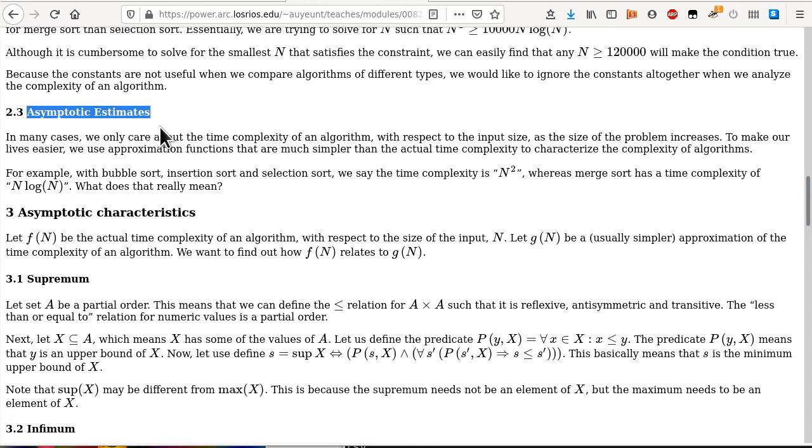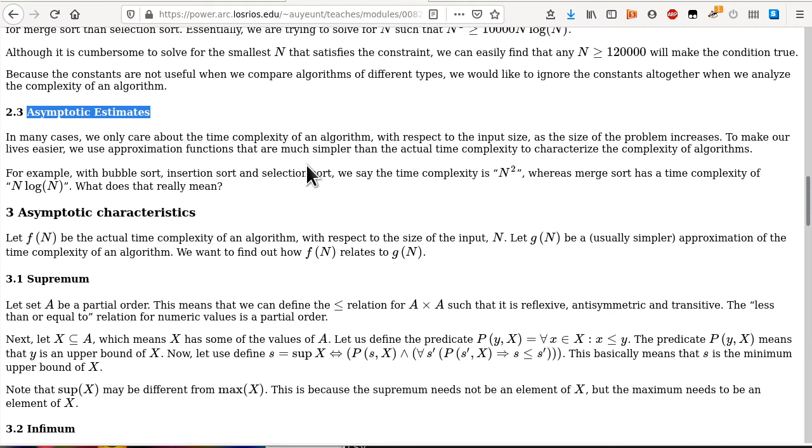In many cases, we only care about the time complexity of an algorithm with respect to the input. We just want to know, if you make the problem bigger, how much time is it going to take relative to when the problem is smaller? And then we also compare two or multiple algorithms given the same size.